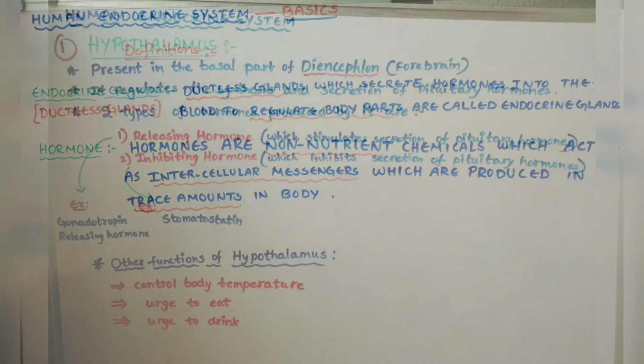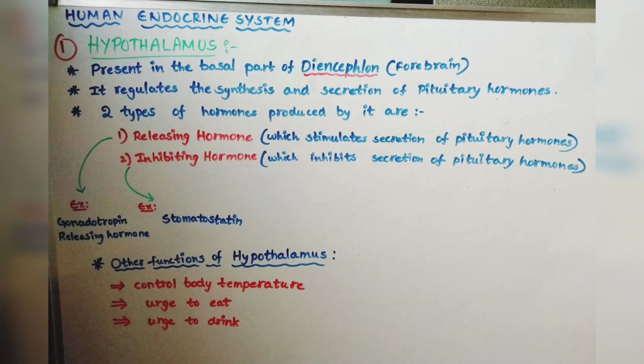Let us discuss the hypothalamus. It is present in the basal part of the forebrain, that is the diencephalon. It regulates the synthesis of the pituitary hormones. Two types of hormones are produced by the hypothalamus: the releasing hormone and the inhibiting hormone. Functions of the hypothalamus are to control the body temperature, urge to eat and urge to drink.